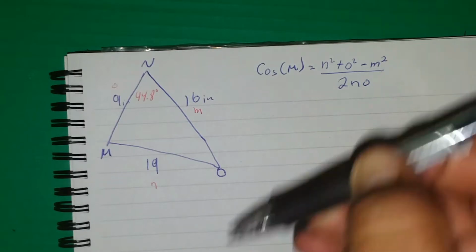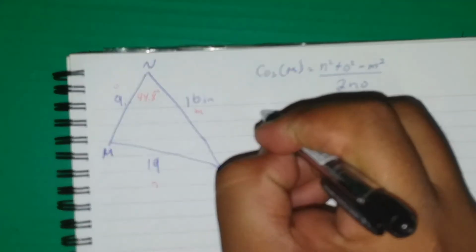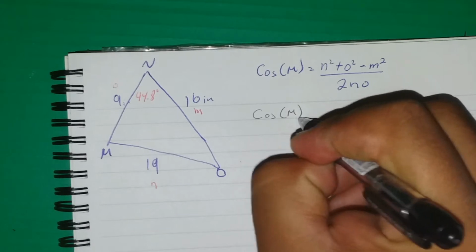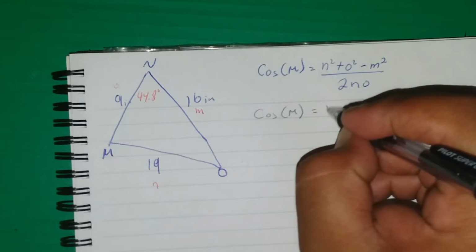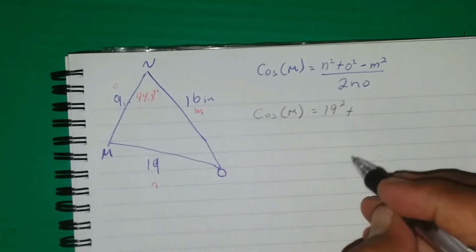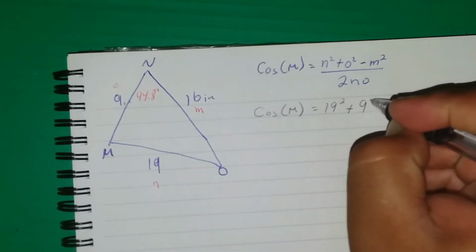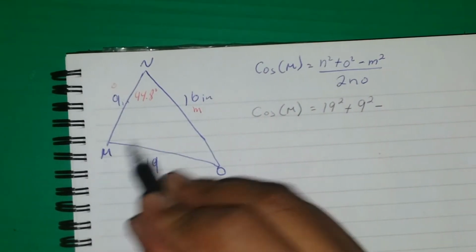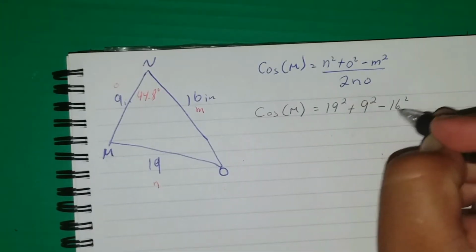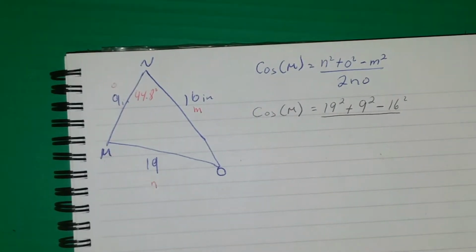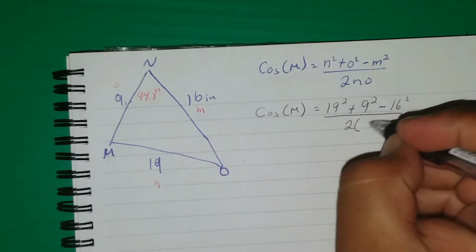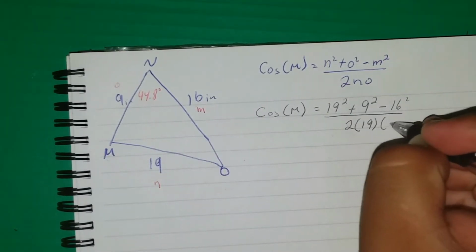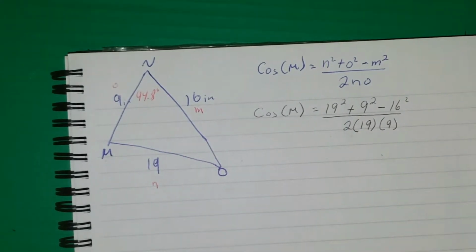So continue by replacing now. Cosine of m equals, what is n? N is 19 squared, plus, what is o? O is 9 squared, minus, what is m? M is 16 squared, right? The bottom piece, that's going to be 2 times n, which is 19, times o, which is 9. Right, so that is what we have. Let's continue.